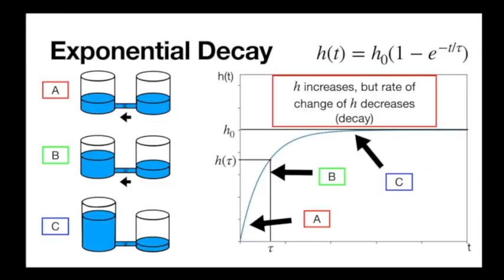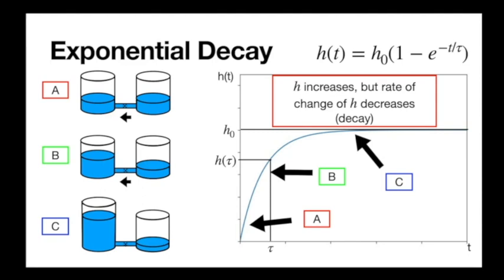And so what does that look like? It looks like this. You can see in the top right here, the form is pretty similar, except now instead of h naught times e to the negative t over tau, we have h naught times 1 minus e to the negative t over tau. And that gives us this flipped graph here.